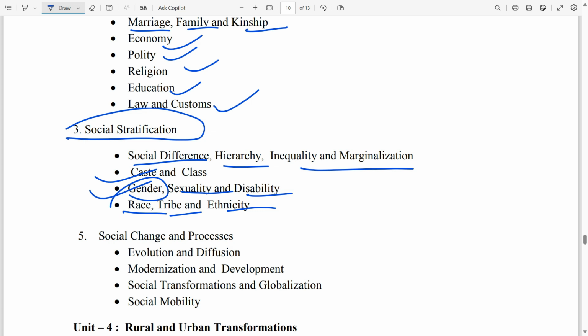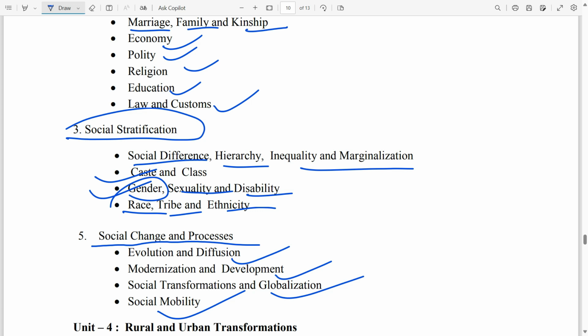Now next we come to social change and process, evolution and diffusion, modernization and development, social transformation and globalization, social mobility. See how many topics there are in one unit, you can observe here. It's not easy to see them once and remember. So you have to revise and prepare every topic in detail, because they are asking from any topic, any thinker they are putting, and they are asking the questions.